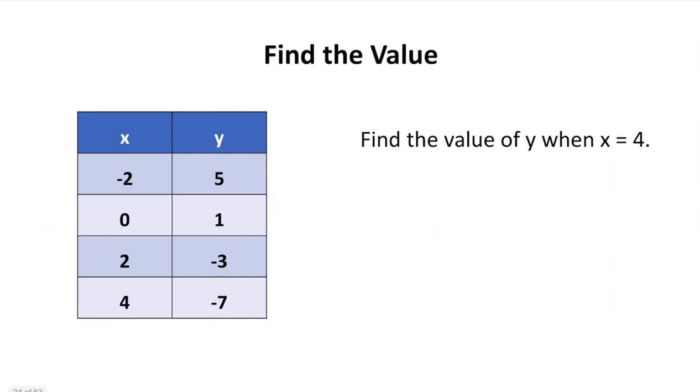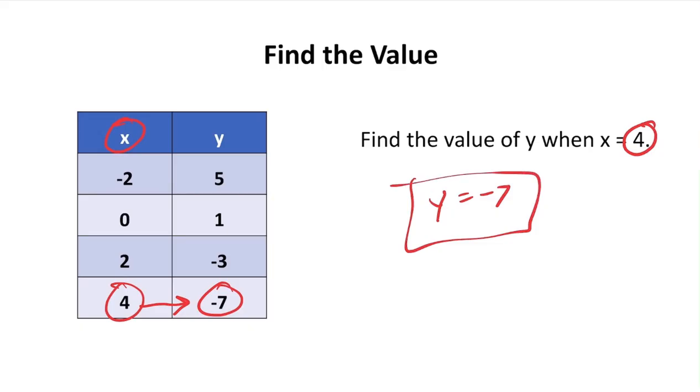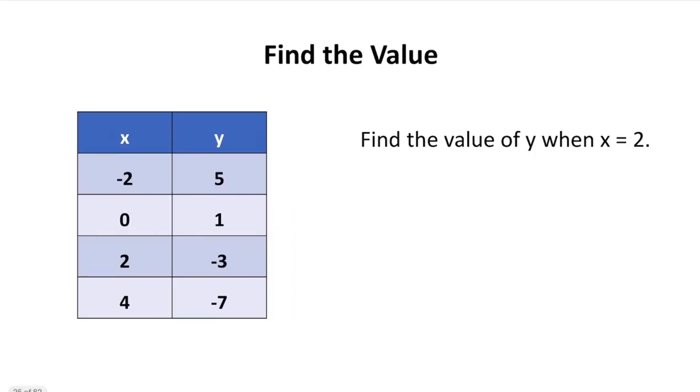All right, now we're going to find the value of y when x equals 4 from a table. Well, this is pretty easy right here. Go look on your table. Figure out, here's x, see where it's 4. Whatever y is, that's your answer. Y equals negative 7. Okay, these are just paired up together. So you just need to find the set that matches. Find the value when x equals 2. X equals 2 here, y equals negative 3.